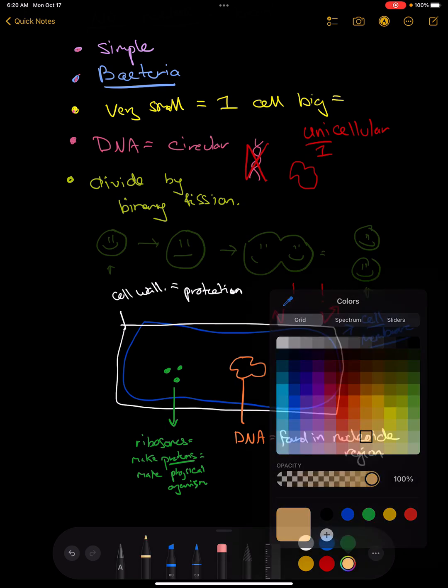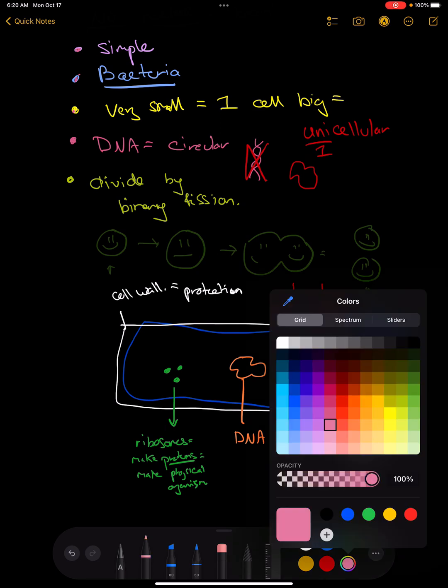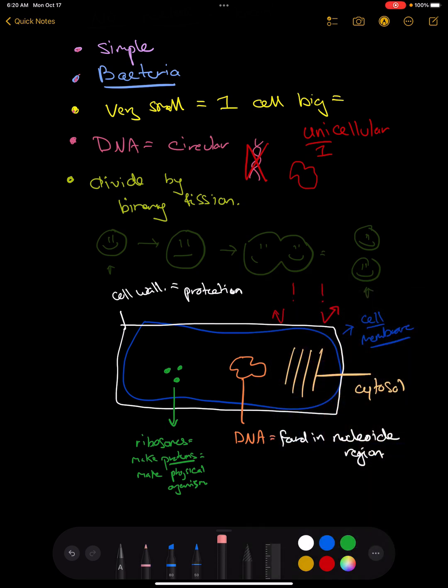Let's see here, what else? So they have a cell membrane, they have DNA, they have ribosomes. They still have all of this stuff out here, so they still have cytosol. And really, that's about all they have. Oh, okay, now hold on. I say that and then I'm not done.